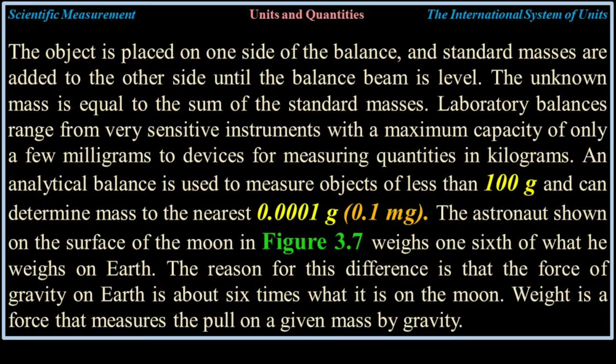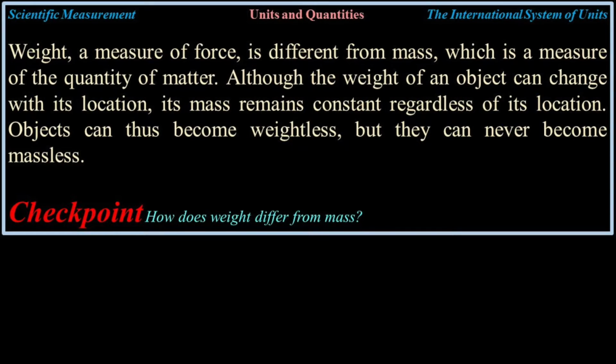0.0001 grams or 0.1 milligram. The astronaut shown on the surface of the moon in Figure 3.7 weighs 1/6 of what he weighs on Earth. The reason for this difference is that the force of gravity on Earth is about 6 times what it is on the moon. Weight is a force that measures the pull on a given mass by gravity. Weight, a measure of force, is different from mass, which is a measure of the quantity of matter. Although the weight of an object can change with its location, its mass remains constant regardless of its location.